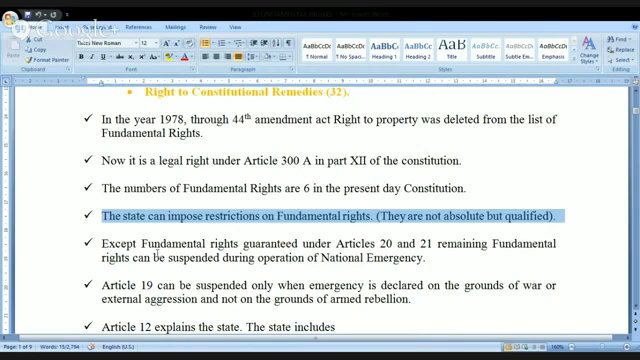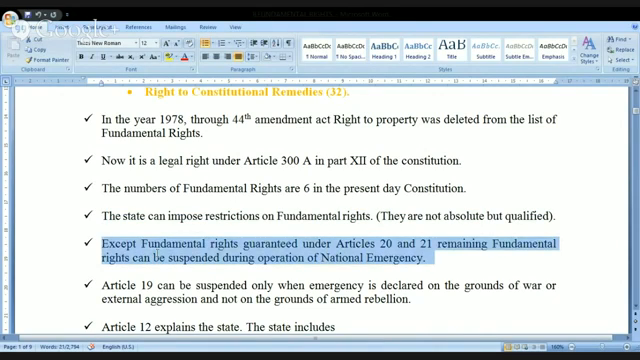Look at this. Except the fundamental rights that are guaranteed under Article number 20 and 21, the remaining fundamental rights can be suspended during the operation of the national emergency. This will be understood later over a period of time. First of all, we'll see what these fundamental rights are. We'll try to understand one article after the other. Then after a period of time, we'll be learning national emergency. Then we'll link up these two topics and try to understand this in a better manner.